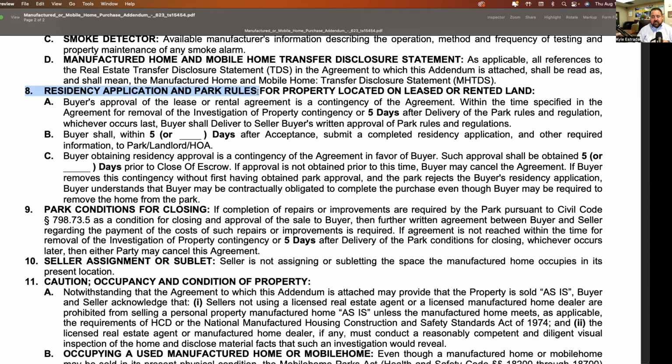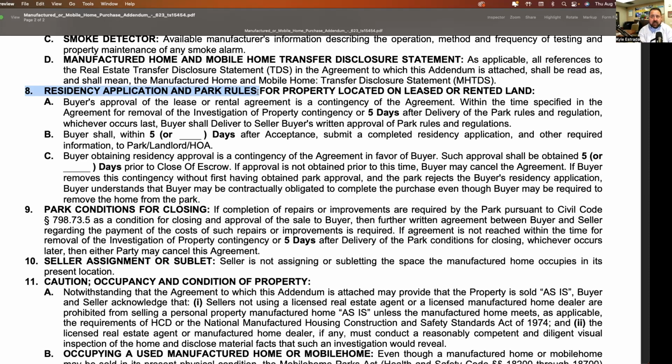It's a contingency. I have to get approved by the park, and it goes to 5 days prior to close. You can change that. You can adjust that in your counters if that's too late. But we've all dealt with issues with mobile home parks where the buyer does not get approved and it kills deals. So maybe you want to adjust your time periods for that.